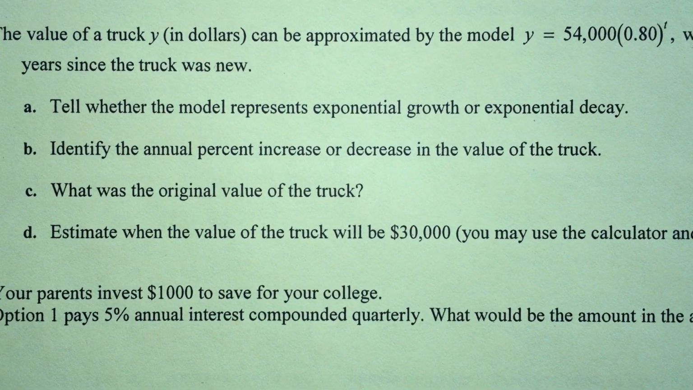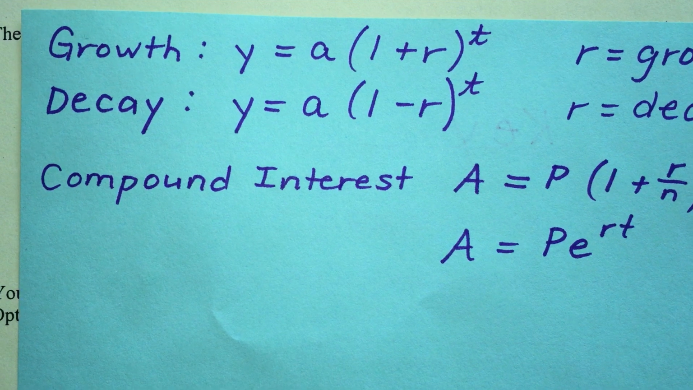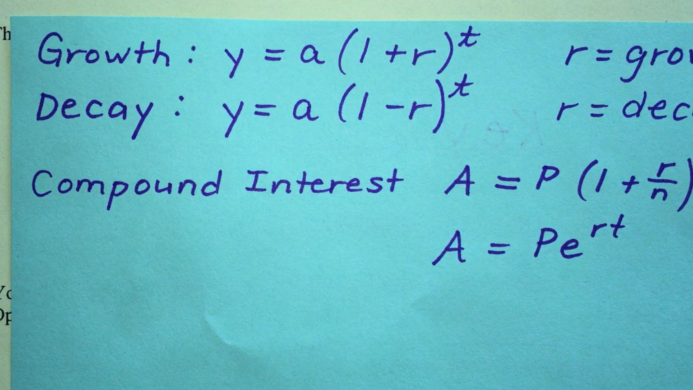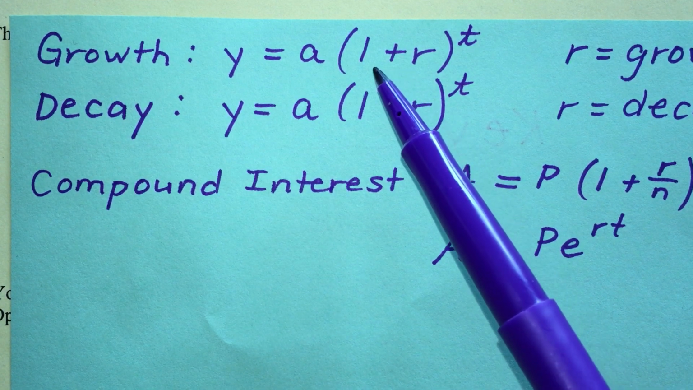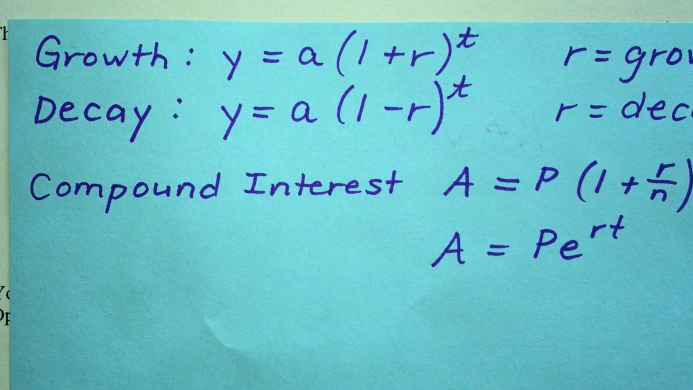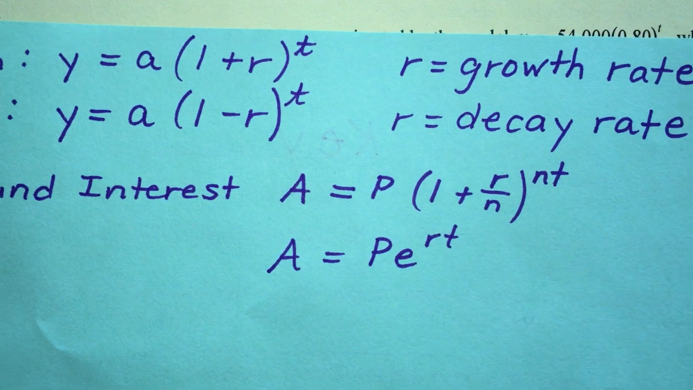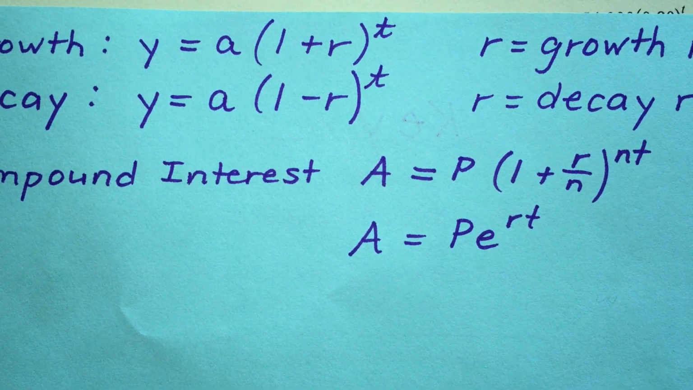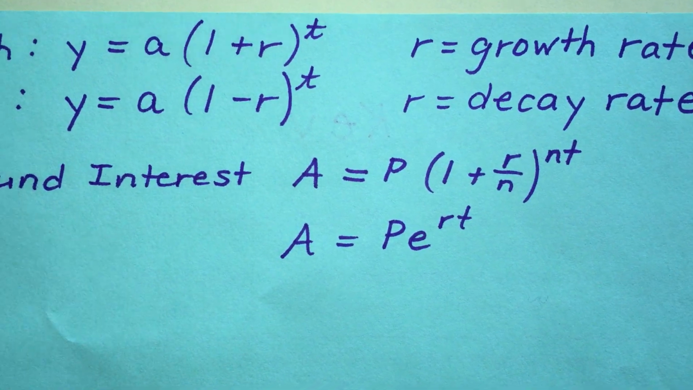So here I have some notes from class, which we have up on our poster. And growth happens when our base is greater than 1. So we have a 1 plus a growth rate, R. R is our growth rate. And decay happens when the base is less than 1, so we see 1 minus R, decay rate.